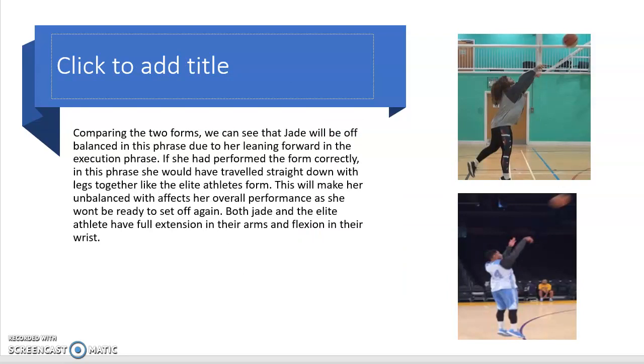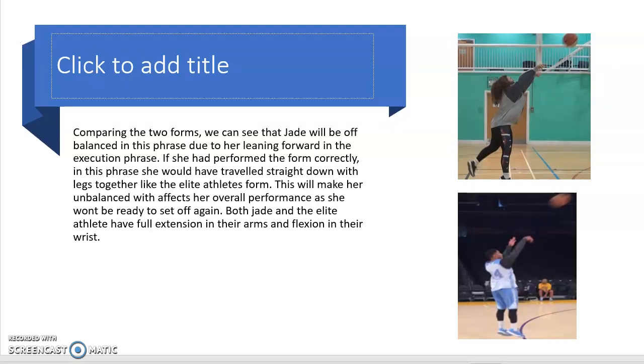With the recovery phase, we can see that Jade will be off balance in this phase due to her leaning forward in the execution phase. If she performed the form correctly in this phase, she would have travelled straight down with her legs together like the elite athlete's form. This will make her unbalanced, which will affect her overall performance, as she won't be ready to set off again, and if the ball does not go to net, will not be ready for the rebound. Both Jade and the elite athlete have full extension in their arm and flexion in their wrist.